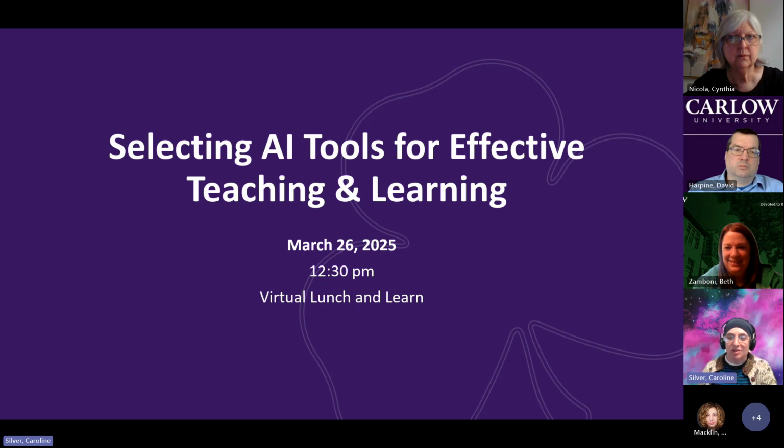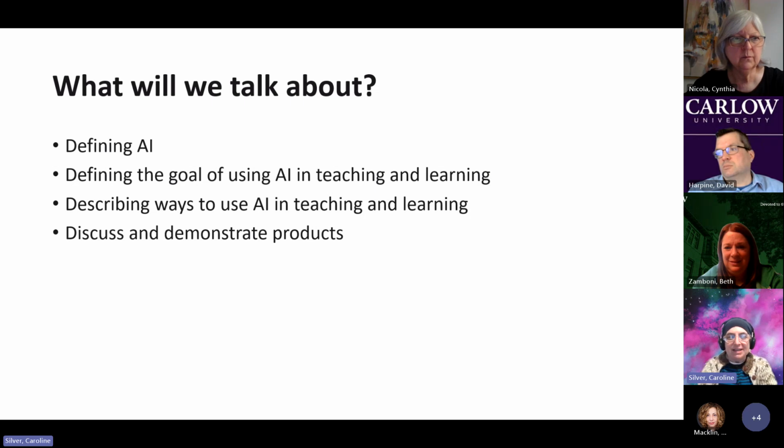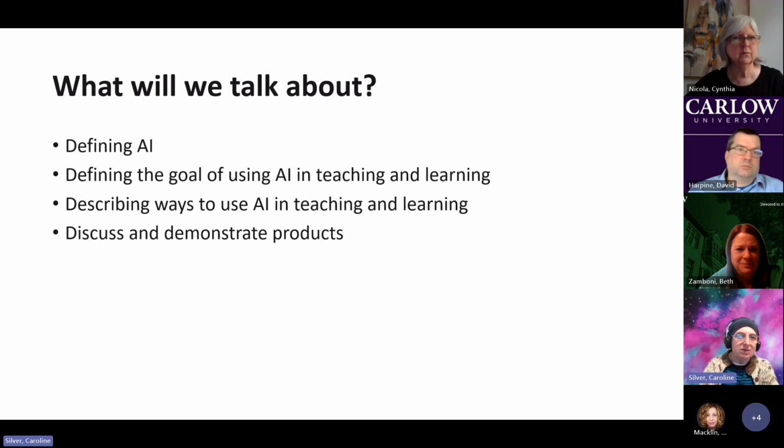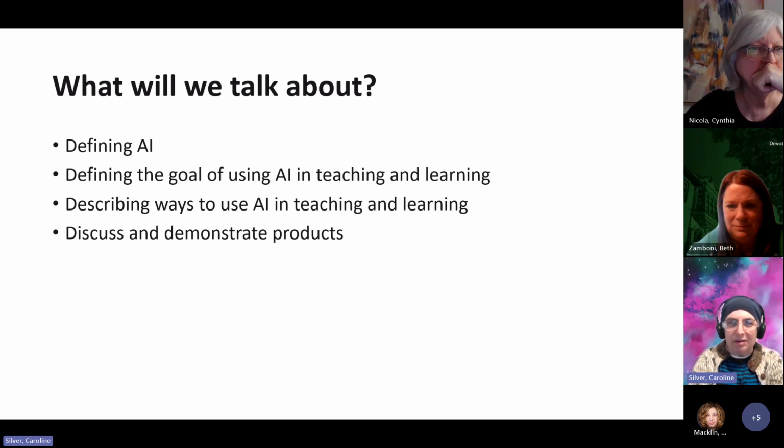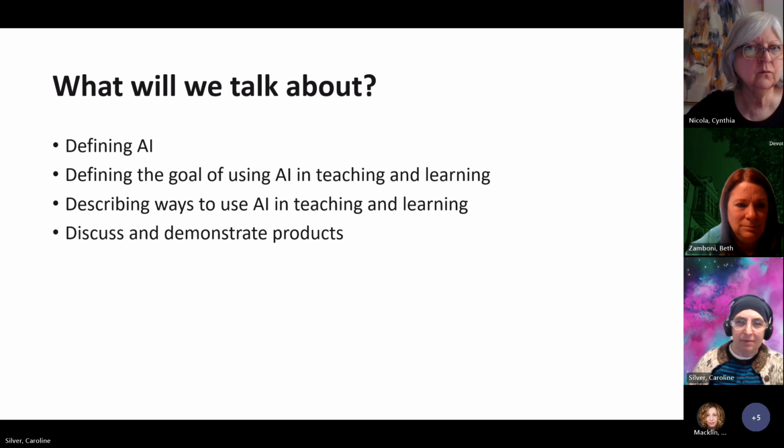So actually, I'm going to talk about what we're going to talk about. First of all, something that I think might be confusing to people is what exactly is AI? So we're going to talk about defining AI, and then we're going to really speak a lot about the goal of using AI in teaching and learning. Then we're going to describe specific things that AI can help us with. And then we're going to talk about a few tools and demonstrate a couple of products that people have found useful. And I'm sure that there are more out there, but these are just the ones that struck me as important.